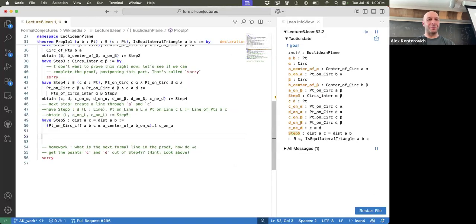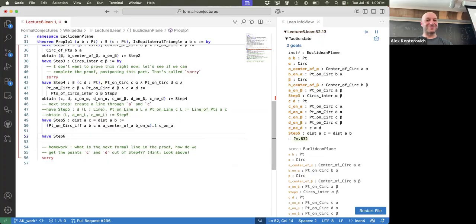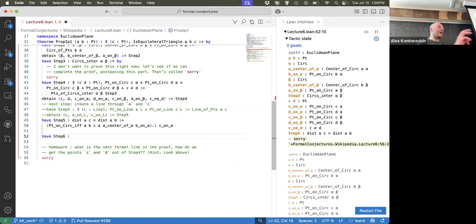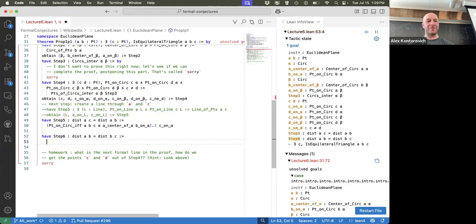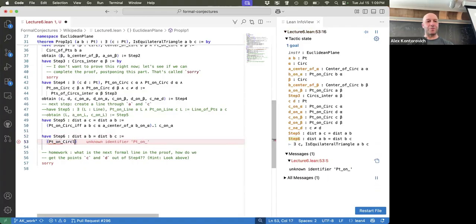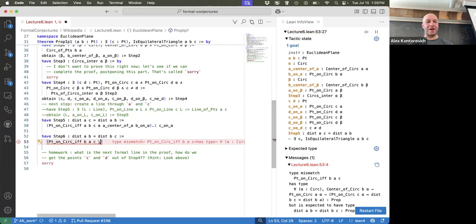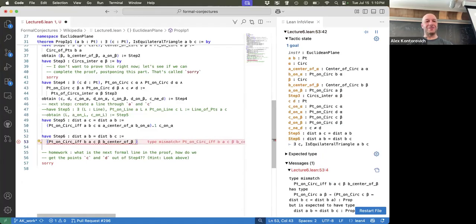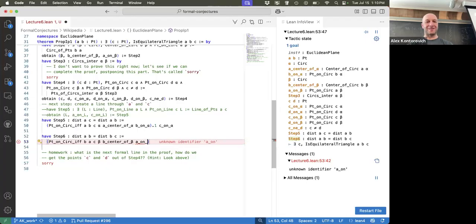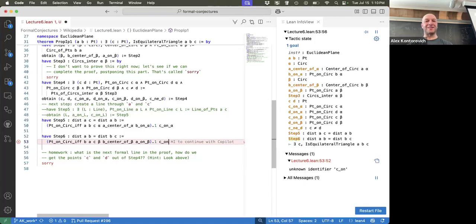So let's try to build this up again. We'll call it step 6. So, step 6 colon, here's what we're going to prove: the distance from A to B equals the distance from B to C. Colon equals, point on circle BAC, point on circle if and only if, BAC, and then beta, and then B is the center of beta. A is on beta, and then C is on beta.